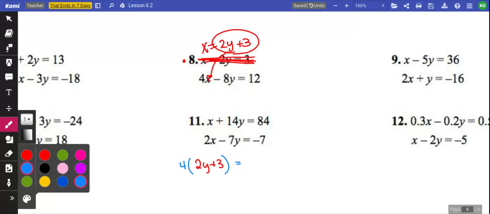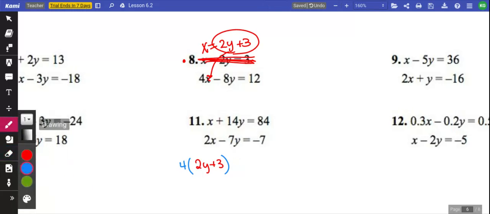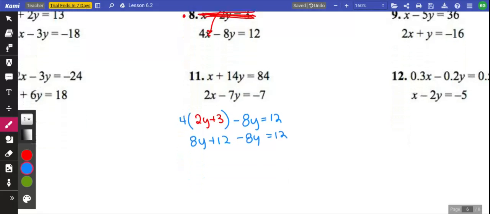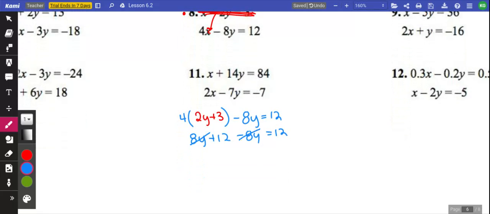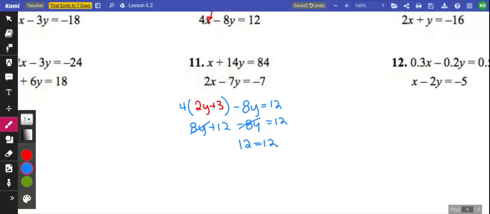Minus 8y. Almost forgot the rest of the equation. Equals 12. So now when I distribute here, I'm going to get 8y plus 12 minus 8y equals 12. And when I go to combine like terms, those are going to cross out, and I'm left with 12 equals 12.